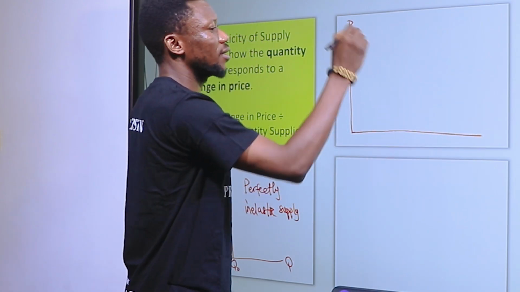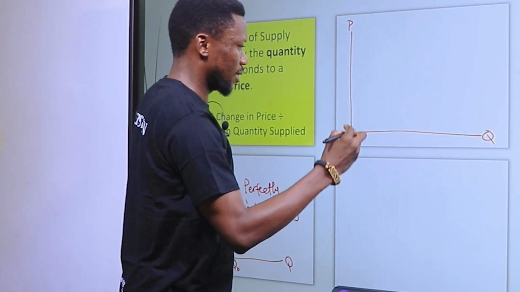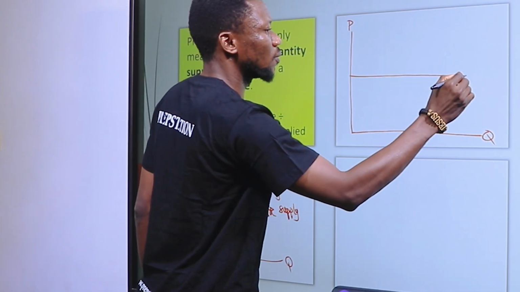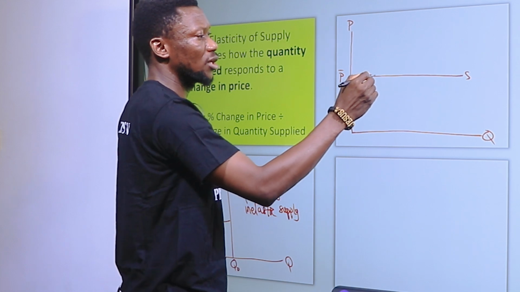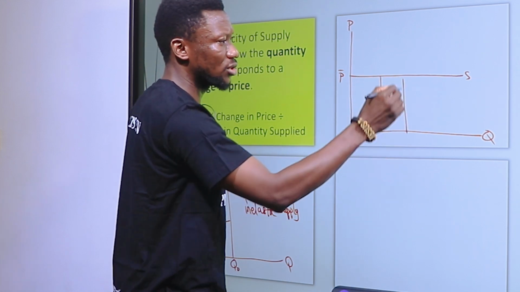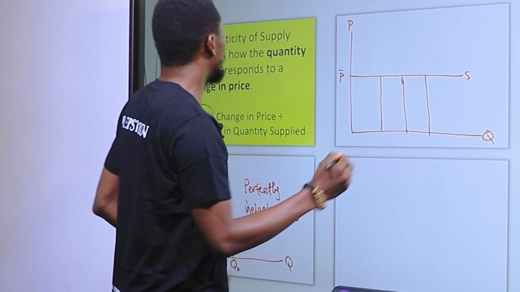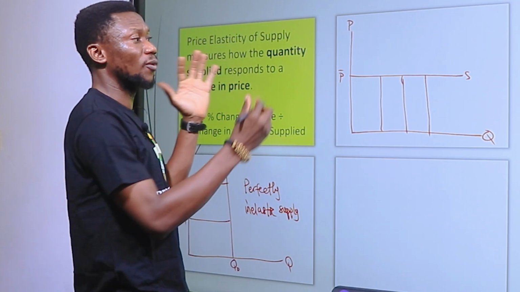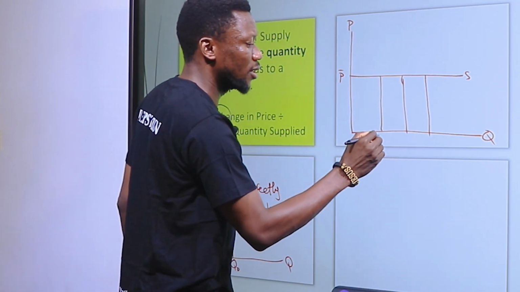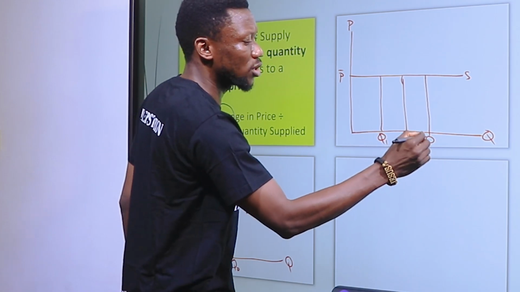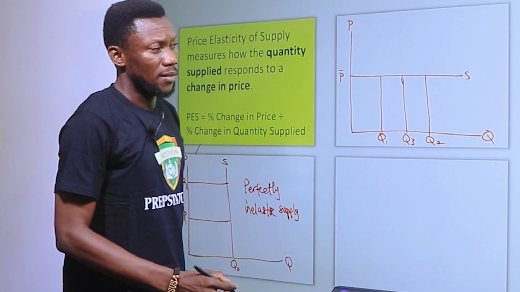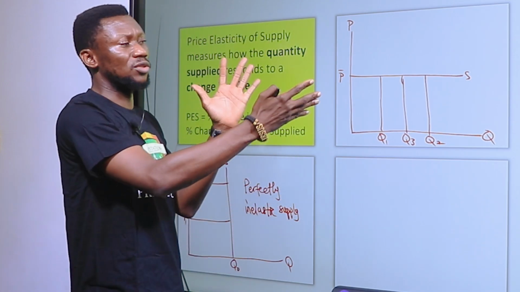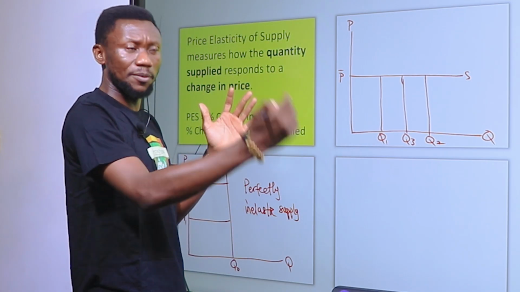So what if we have another graph like this? We have P and we have Q. And this time around it is horizontal, once again, a supply curve. The price remains the same, the price is not changing, but supply is changing over time. Don't forget, this is called price elasticity. So what we're dealing with is price and supply. So let's say this changes from Q1 to Q2 and goes all the way back to Q3. With this, we know that no matter the change, there's no change in price, but supply keeps changing.